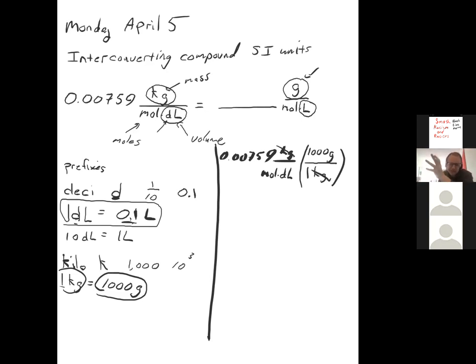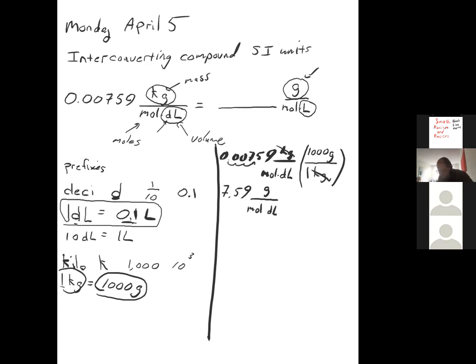I mean, that is really the advantage of SI units in the metric system, is that often you don't need a calculator to do the conversions because you're just multiplying or dividing by powers of 10. So if you multiply this by 1,000, you just need to move this over 3 places. So you've got 7.59. And now it's going to be in grams per mole deciliter.